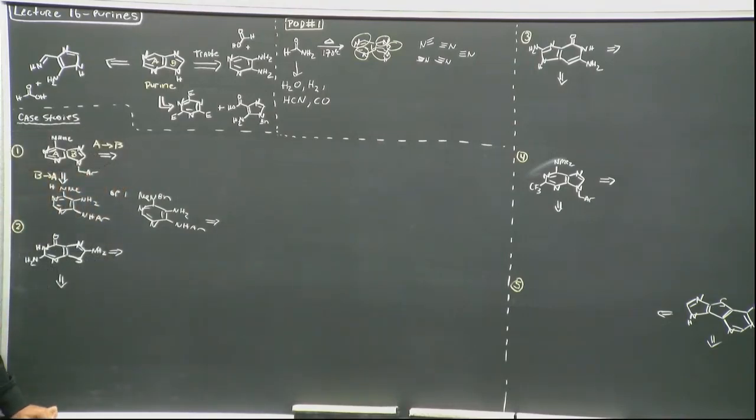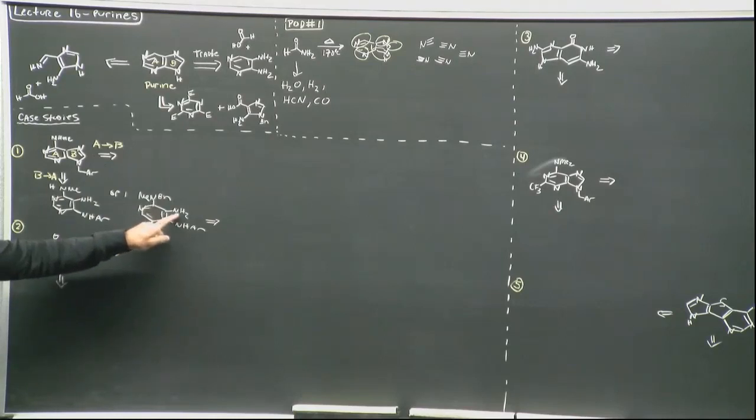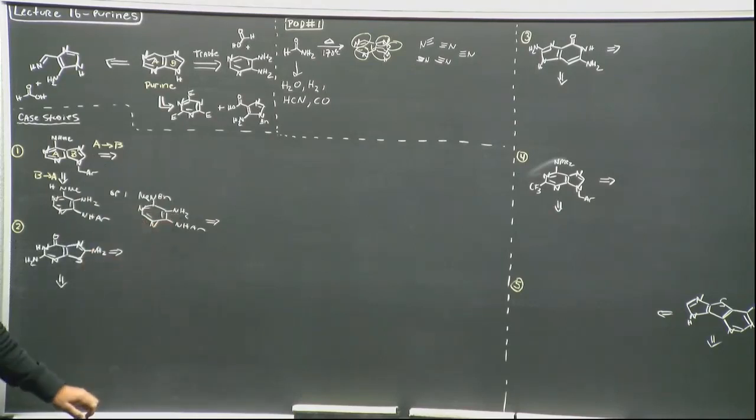Not going to do it. We can't take a 1,3 dicarbonyl here with an amino directly and react that with formamidine because the amides just don't condense. Right. Yeah. So we need an equivalent of that.